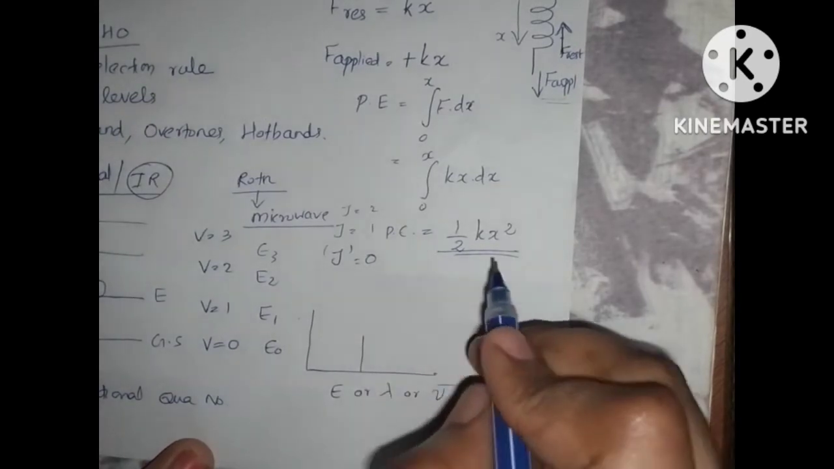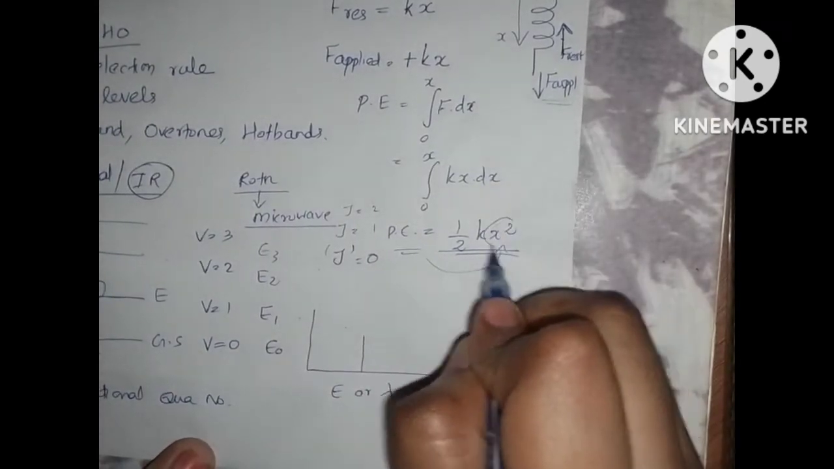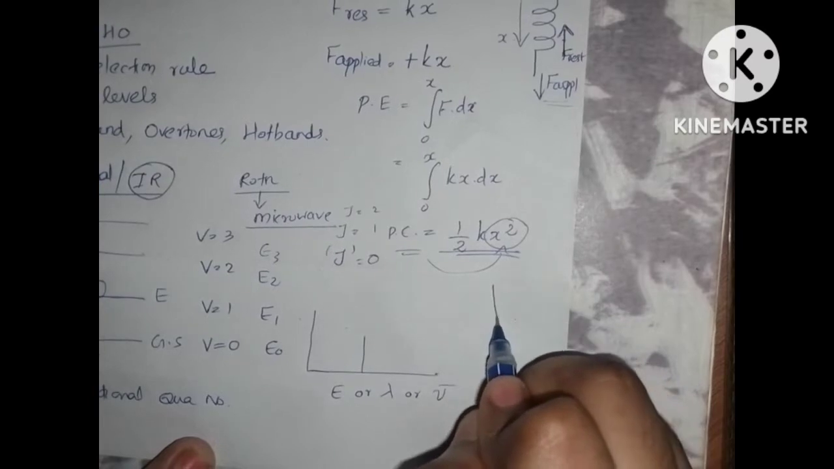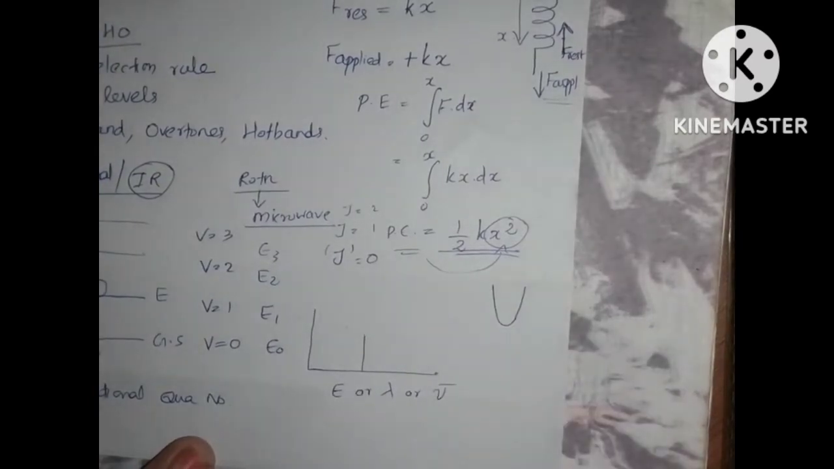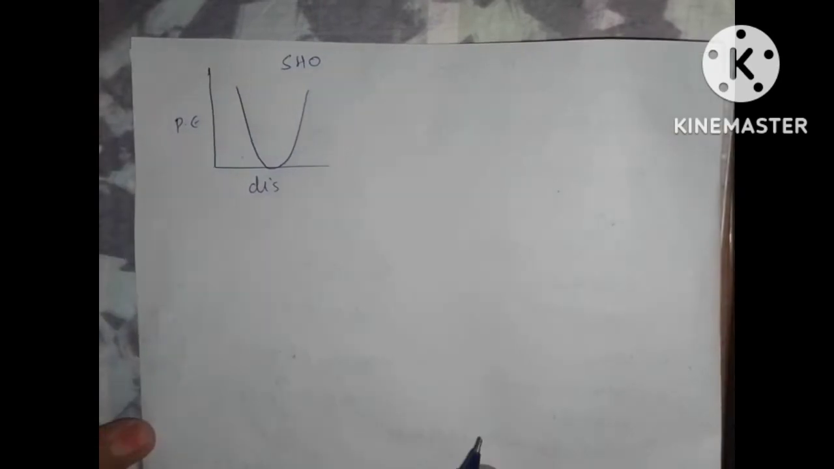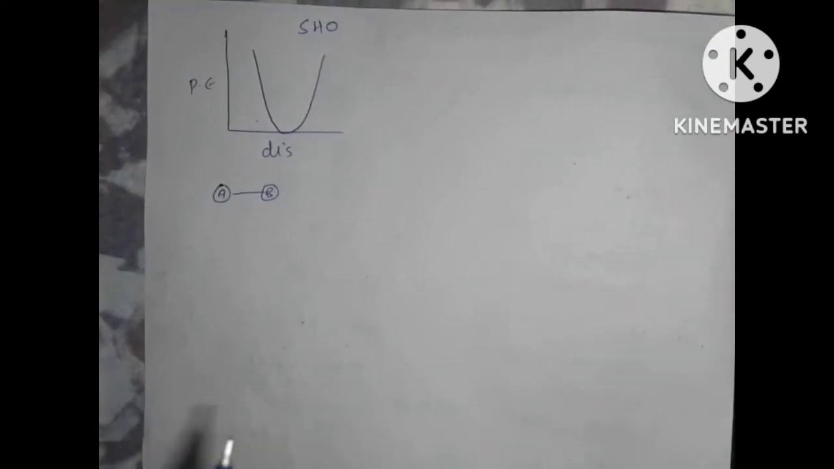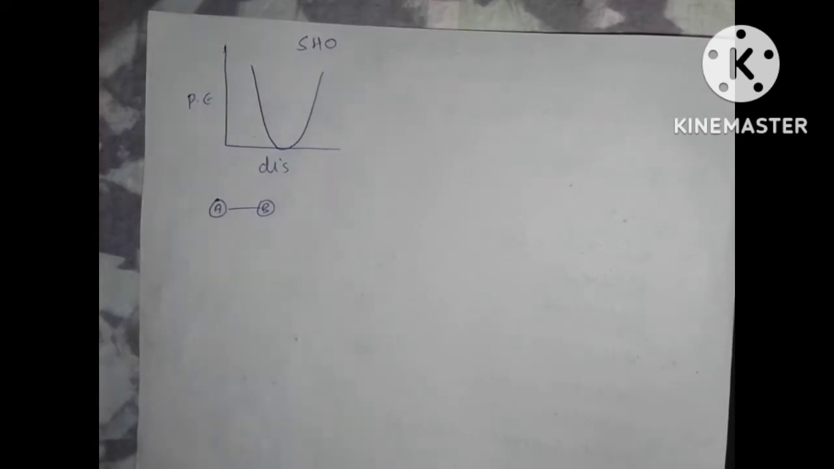So we know that for any function that depends upon x square value, its plot will look like a parabola. That's why when we plot the potential energy versus displacement of a simple harmonic oscillator, we get a curve like this or a plot like this. So the same is the concept of a molecule which undergoes simple harmonic oscillation or simple harmonic vibration while stretching or while applying some IR radiation.